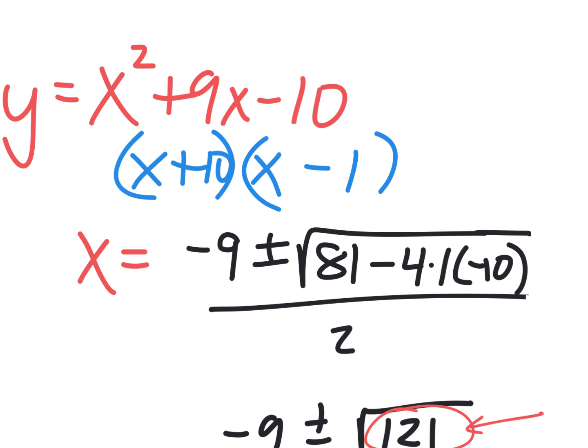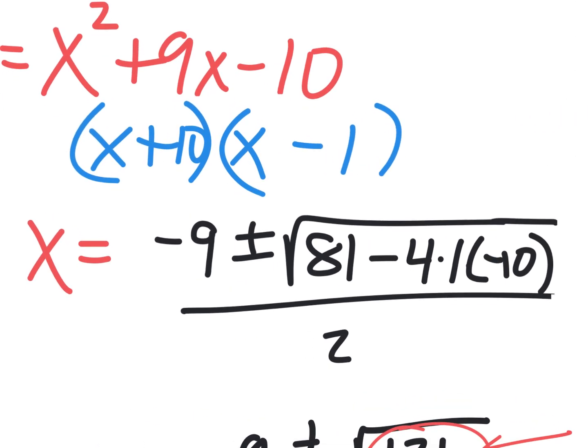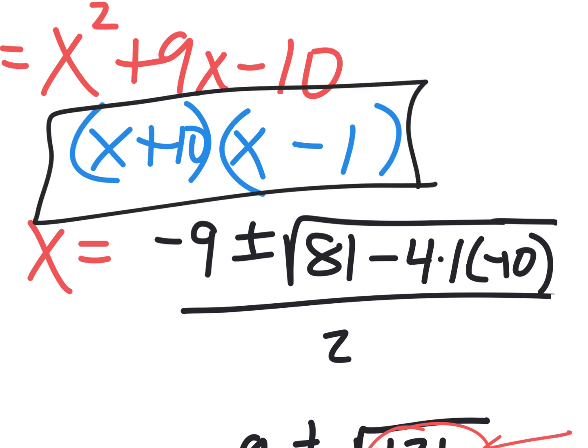So do you get why factoring's pretty handy? And that's why I always say if you can factor it, you should. So on some of your homework today, you can factor them. Don't go through the whole quadratic formula. It takes like 16 steps. This, just one thing. And then from there, you can say x equals negative 10 and x equals 1.